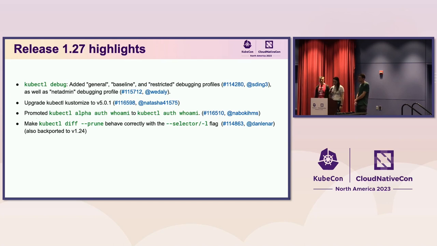Some of the highlights from 1.27 are debug. We added a couple of new profiles for it: general, baseline, and restricted, and there are some more coming later as well. Then we upgraded the packaged version of Kustomize that comes with kubectl to 5.0.1 and promoted the alpha auth whoami. And finally, we had kubectl diff prune behavior corrected to actually use the selectors properly. That was backported to other versions so that they could make use of it as well.